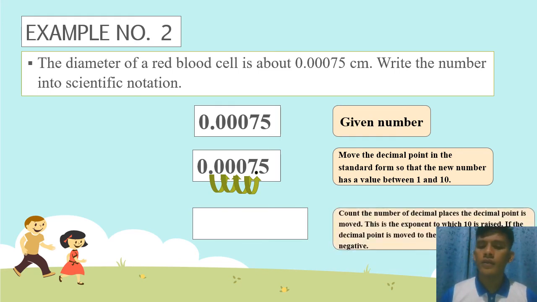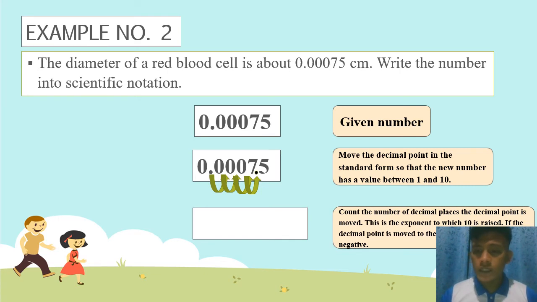So count the number of decimal places the decimal point is moved. This is the exponent to which 10 is raised. If the decimal point is moved to the right, then the exponent is negative. So it has four movements. So it will raise to 4. But because it is moved to the right, the exponent is negative. So the answer is 7.5 times 10 raised to negative 4.